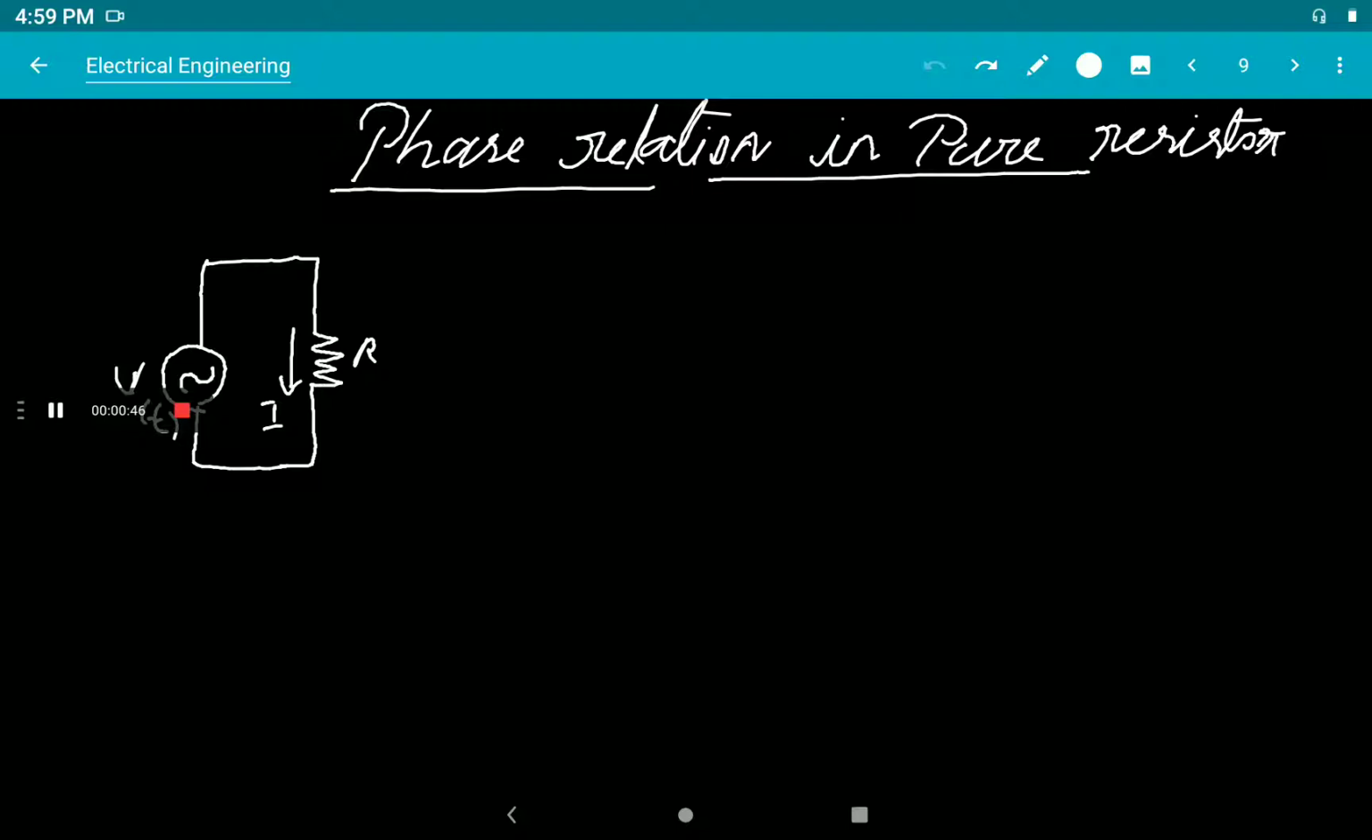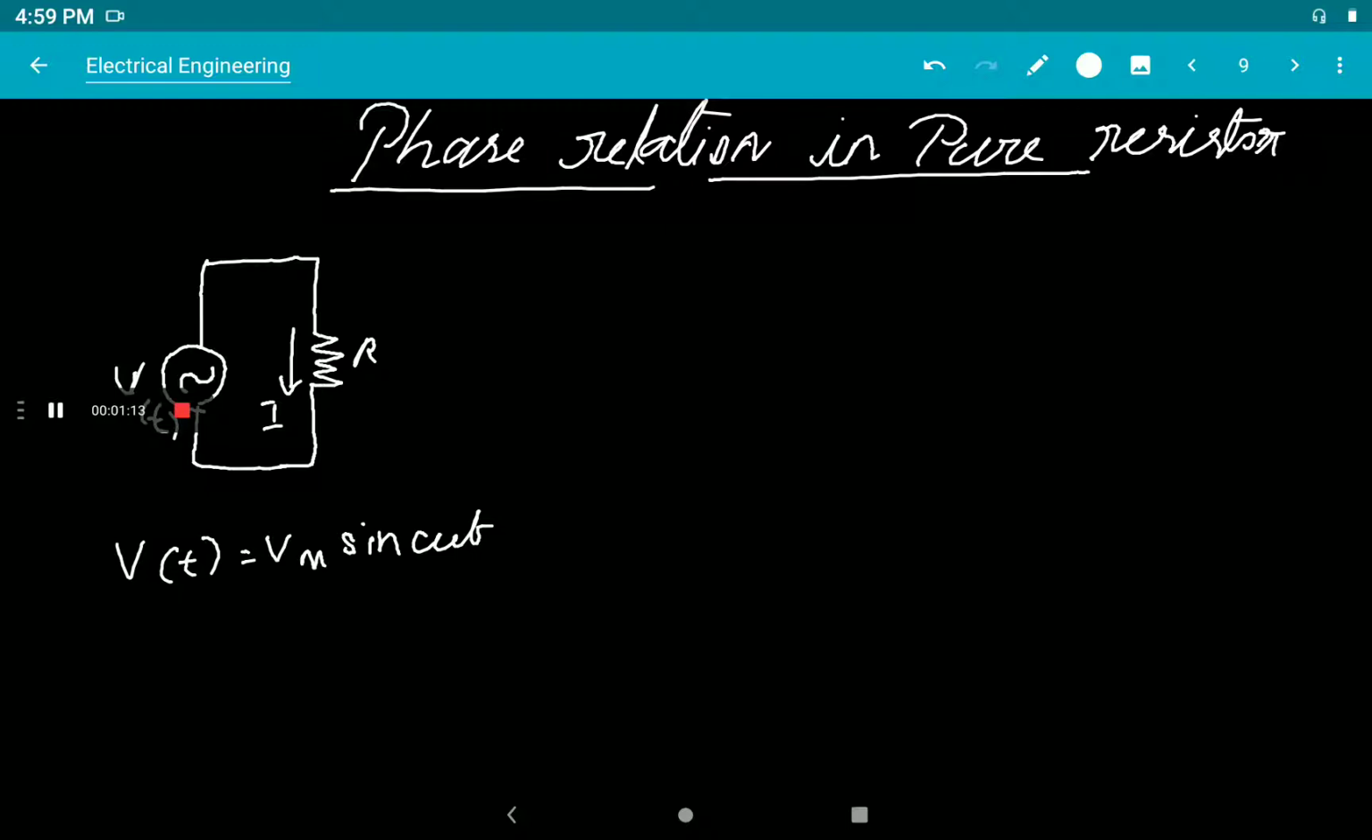What will be the response? So in each case we will assume that we are given an alternating voltage of equation V of t equal to Vm sin omega t. Okay. So first we are going to consider AC flowing through pure ohmic resistance alone, or the phase relation in a pure resistor. Okay.